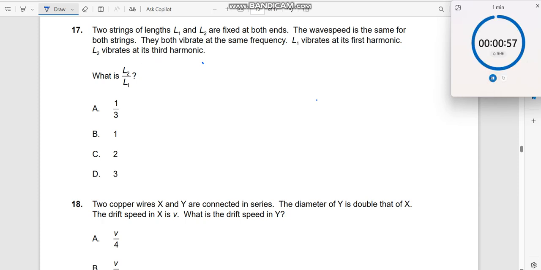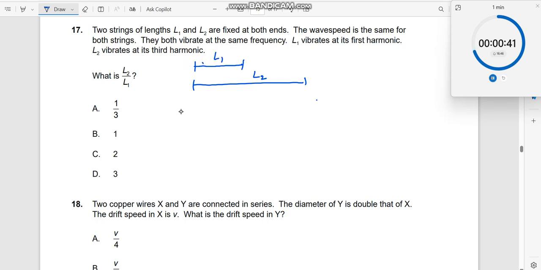Question number 17. Two strings of length L1 and L2 are fixed at both the ends, which means what? There is one string like this. Let us say length is L1. There is another string like this, which is length L2. I do not know whether L1 is greater than L2 or less than L2. The wave speed is same for both the strings.